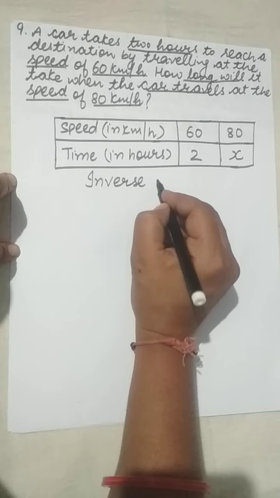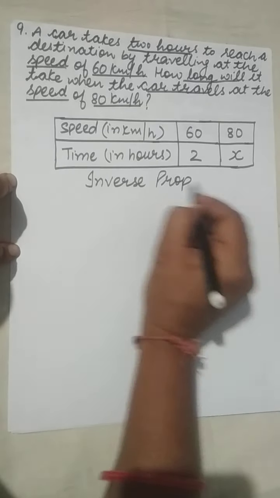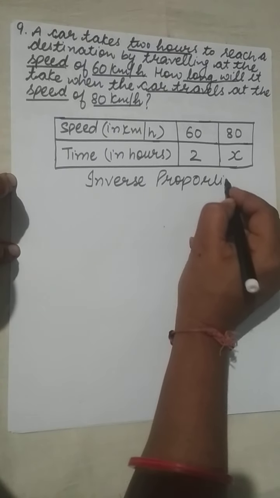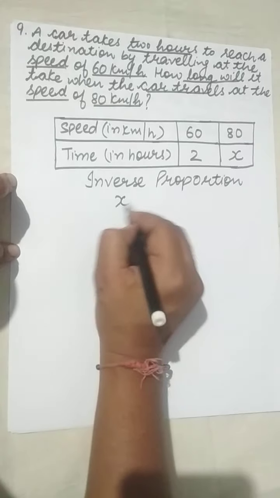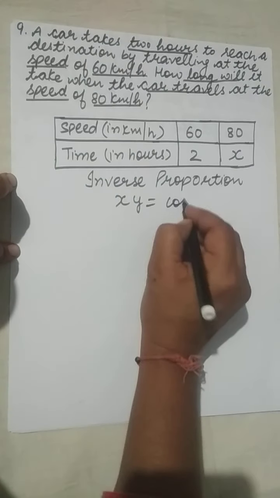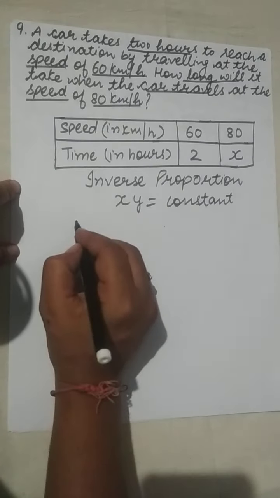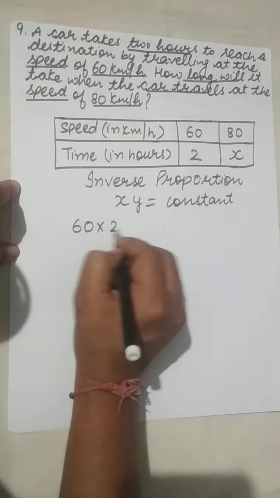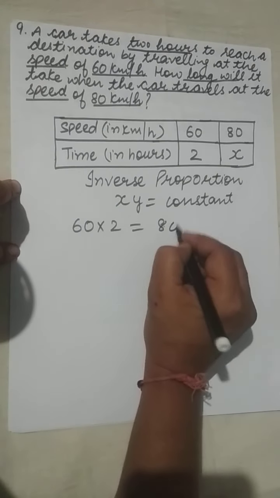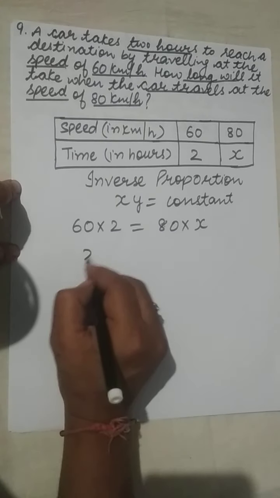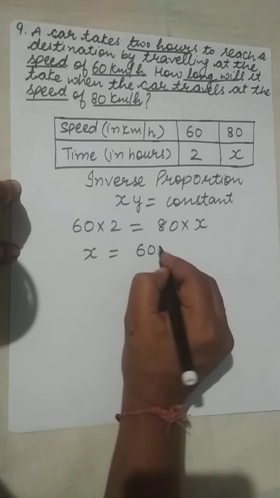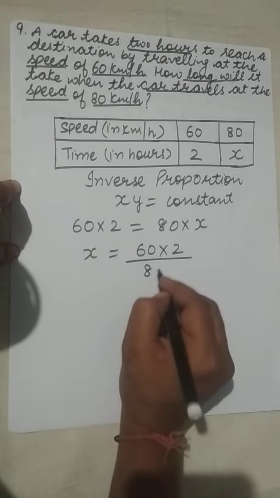Always we have to write down whether it is in inverse proportion or direct proportion. So xy must be equal to constant. So 60 multiplied by 2 must be equal to 80 multiplied by x. x is equal to 60 multiplied by 2 divided by 80.